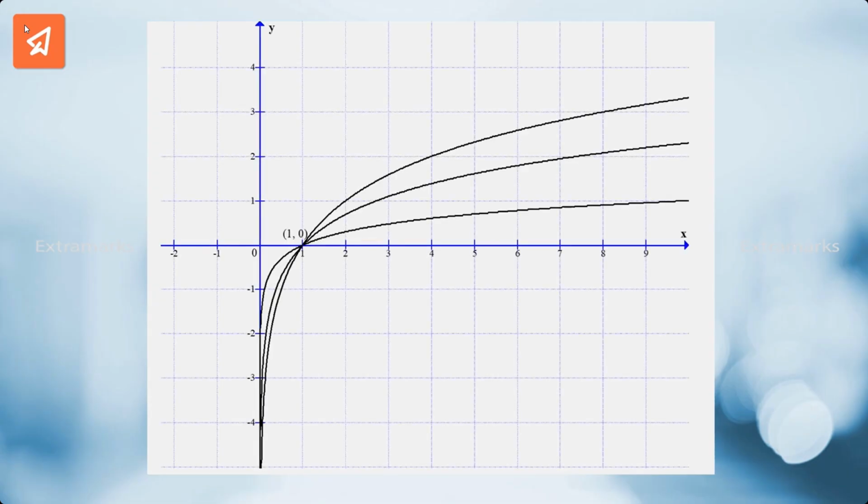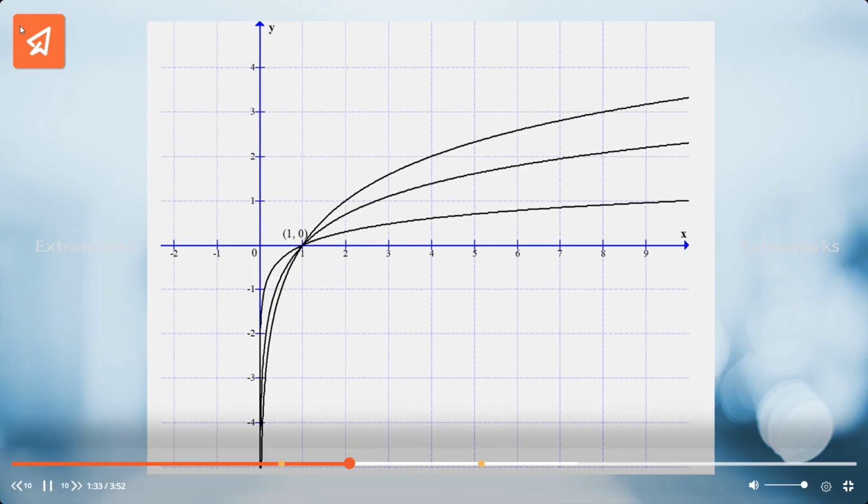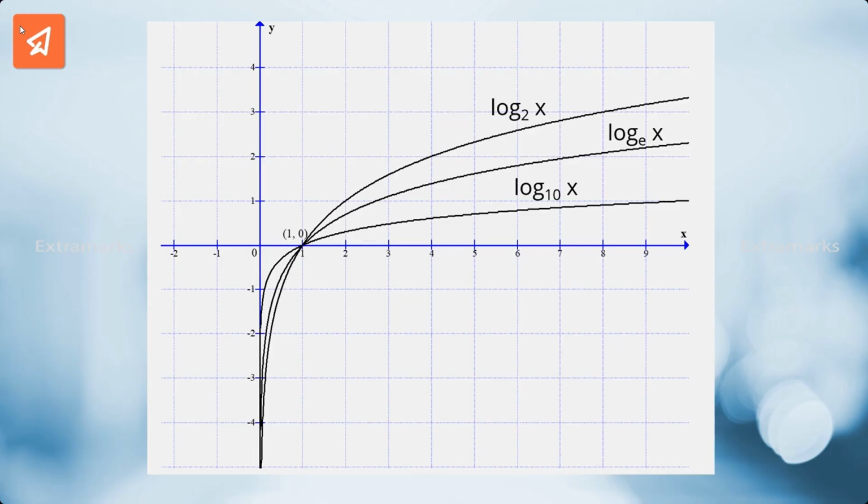Here, the plotted graph shows the logarithm function to base 2, e and 10. The log function is ever increasing. That is, as we move from left to right, the graph rises above. The point 1, 0 is always on the graph of the log function. For x very near to 0, the graph of log x in the fourth quadrant approaches y-axis but never meets it.